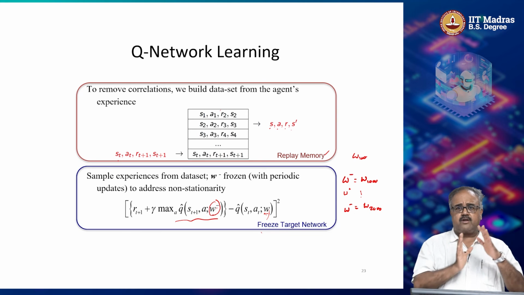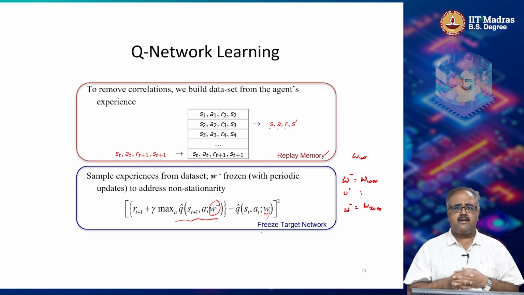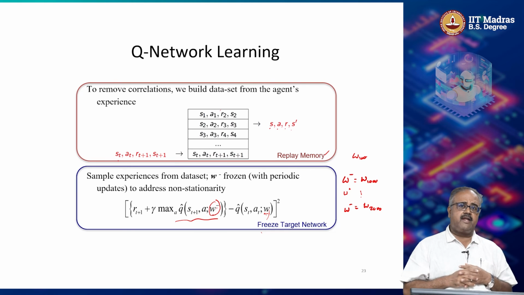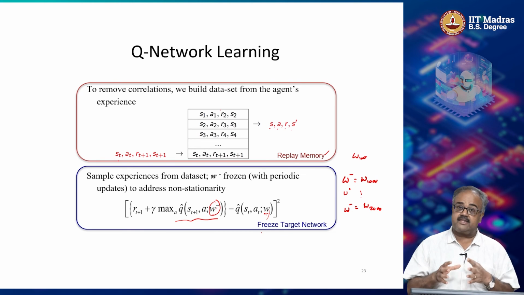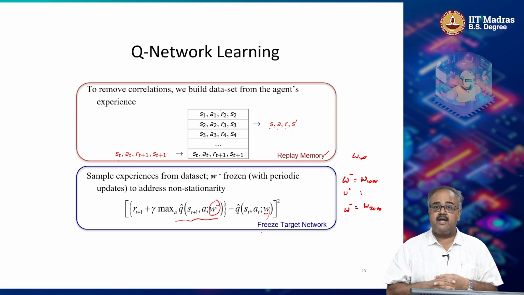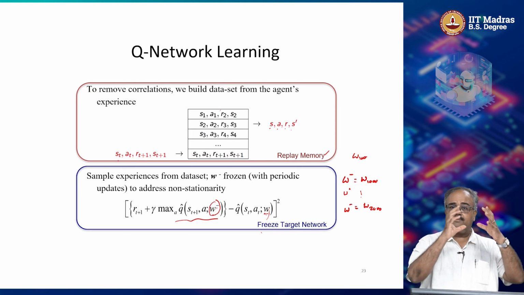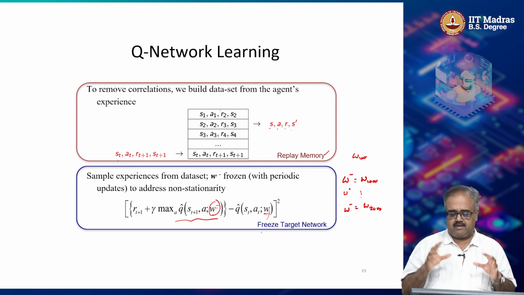But right now I am just talking about what the DQN people used. The Q network learning idea from Martin Riedmiller had both of these pieces in there, the replay memory and the freeze target network. And Martin is part of the DQN paper.